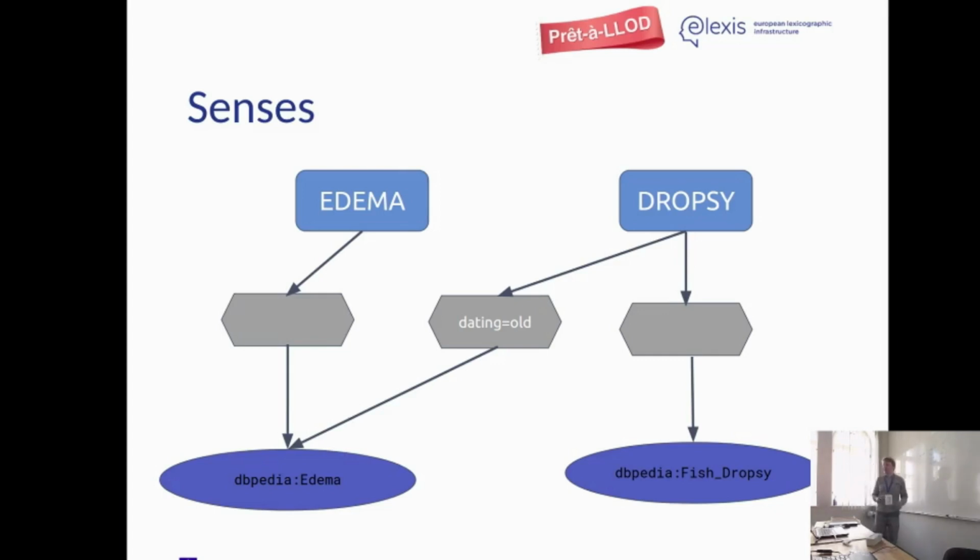And this is what we mean by a sense in our model. A sense is simply the combination of a word and a meaning, to give a word a lexical sense. So we define a URI here. This node is another URI for our sense. And we can then add a triple on this, for example, saying that the dating is old.